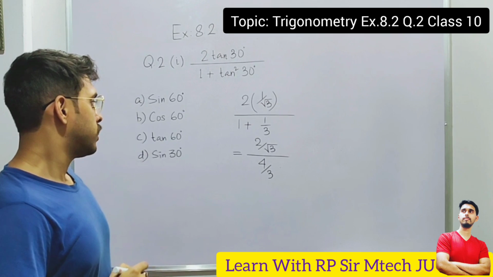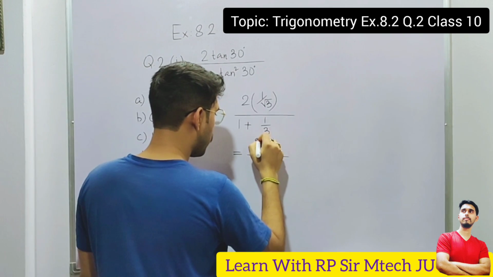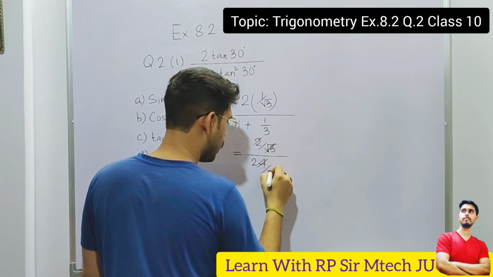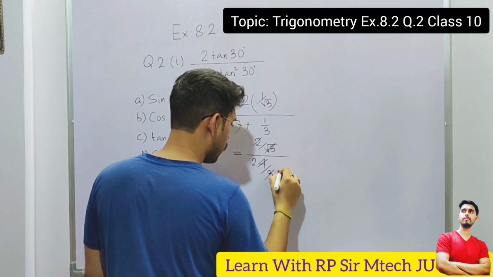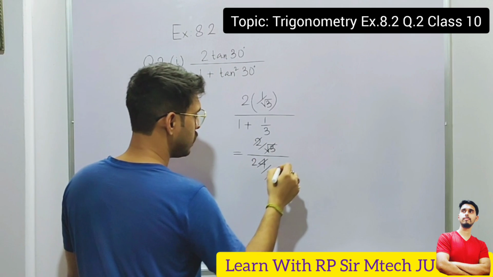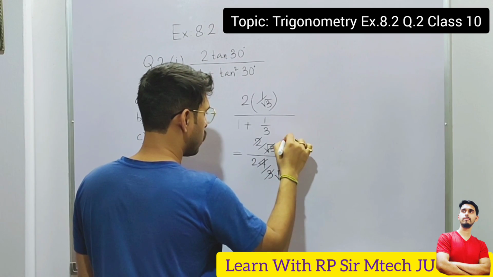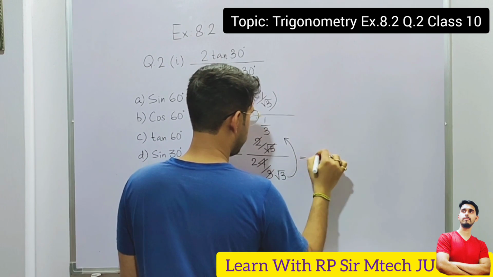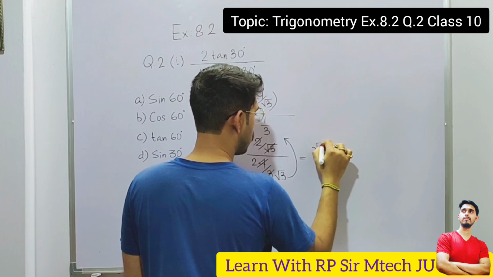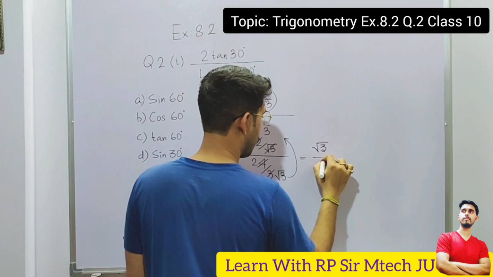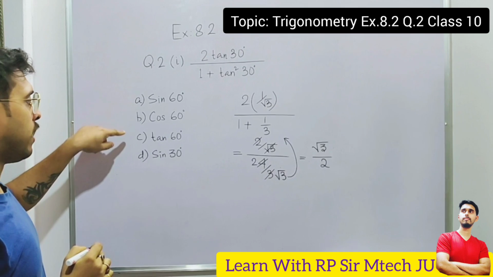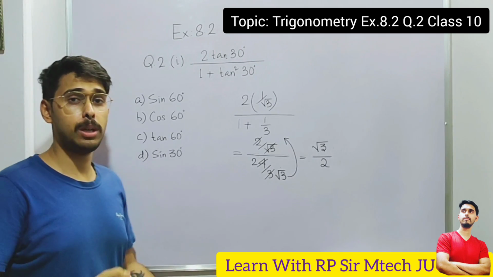Right? So now we can cut 2 with 4, we can make it 2, and we can cut root 3 with 3, we can make it root 3. Now this root 3 will go up and this 2 will be down. So the final result is root 3 by 2. Now, which of the following options has the value of root 3 by 2? That will be your answer.